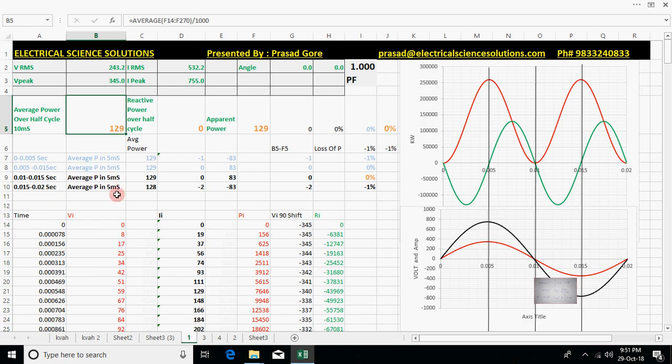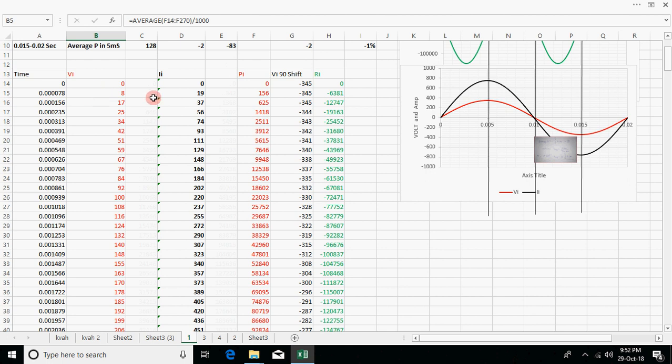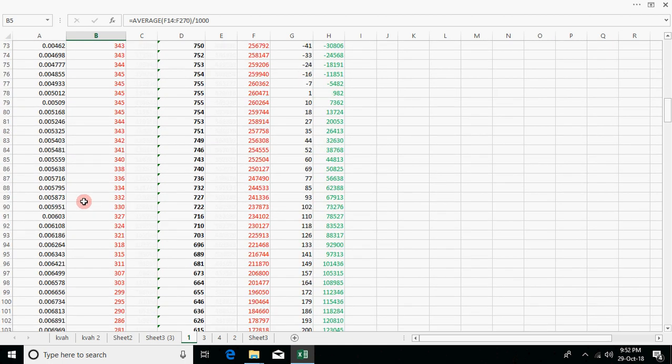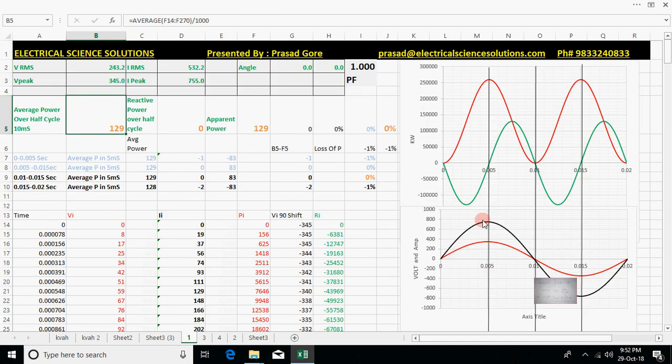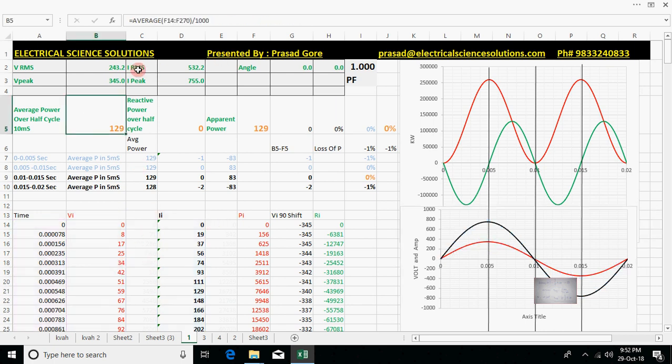Power is basically voltage into current. Simple formula. Here we have collected some data: every 78 microseconds we have one voltage value and one current value, and this way we have plotted this waveform. This is current and this is voltage. Here we have taken an IRMS of 532 ampere and a voltage of 243, with the current peak at 755 and the voltage peak at 345. Presently the angle is 0, that is, the power factor is unity.